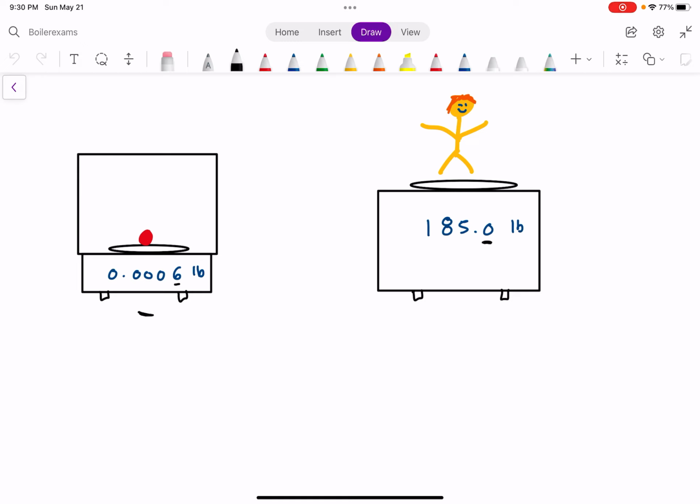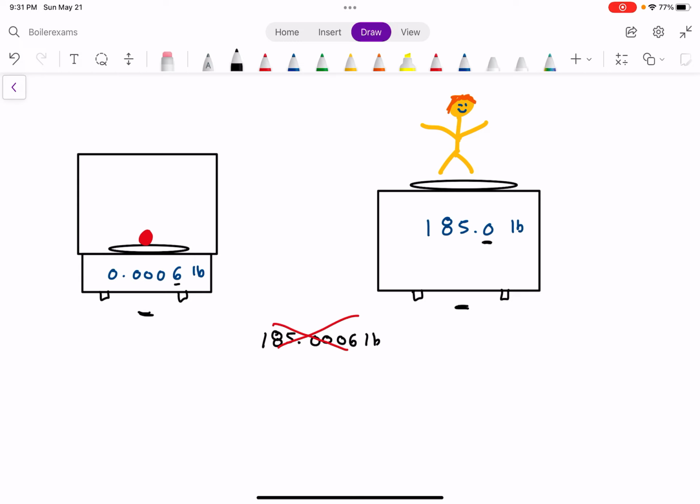On the left, we have this really precise scale. Say it's measuring a bouncy ball or something, and it's got that really small mass. And then say we're measuring a dude over here. He's 185 pounds. So what would the sum be of the ball and the person? You'd probably be tempted to say 185.0006 pounds. And if you said that, you would be wrong.